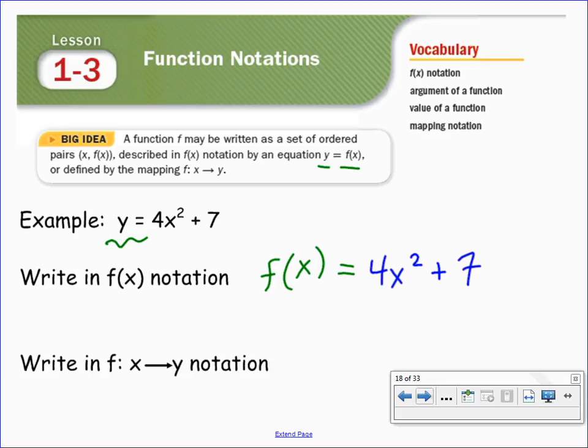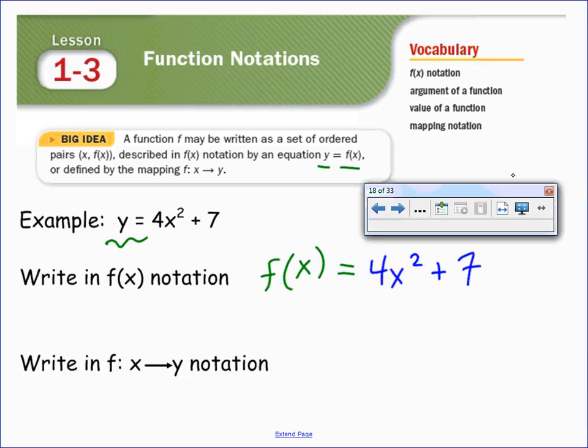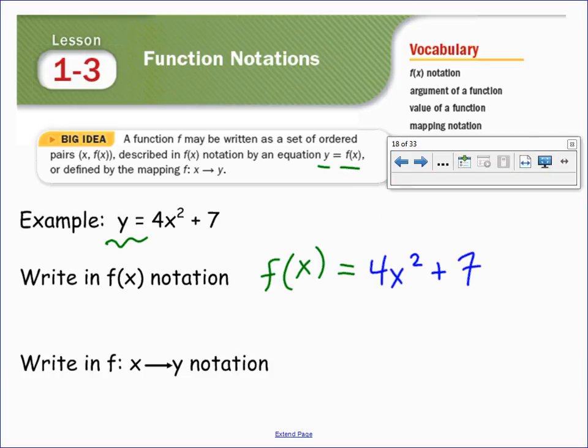Now we'll write in mapping notation. In mapping notation, I still name the function. I name it f. In this particular case, my function f takes inputs and maps them onto outputs in accordance with the rule 4 times input squared plus 7.